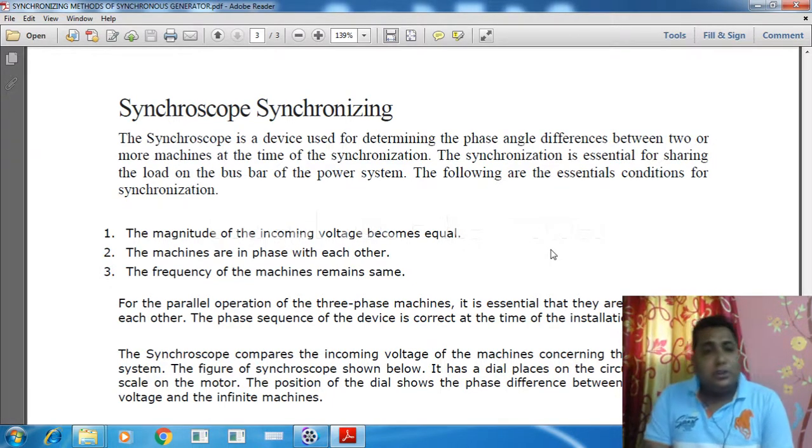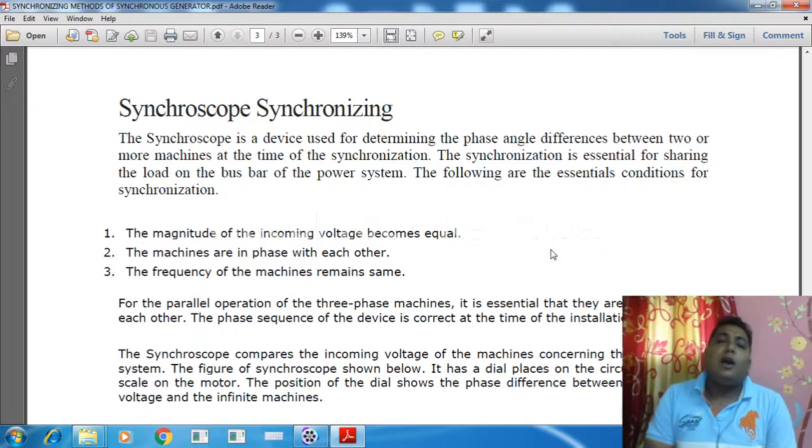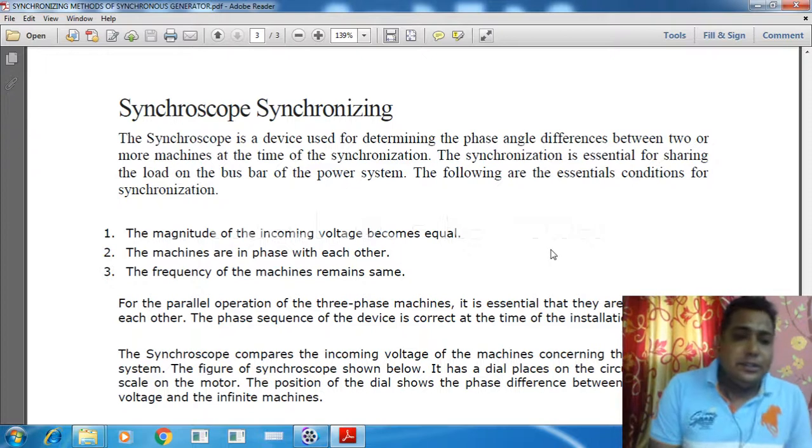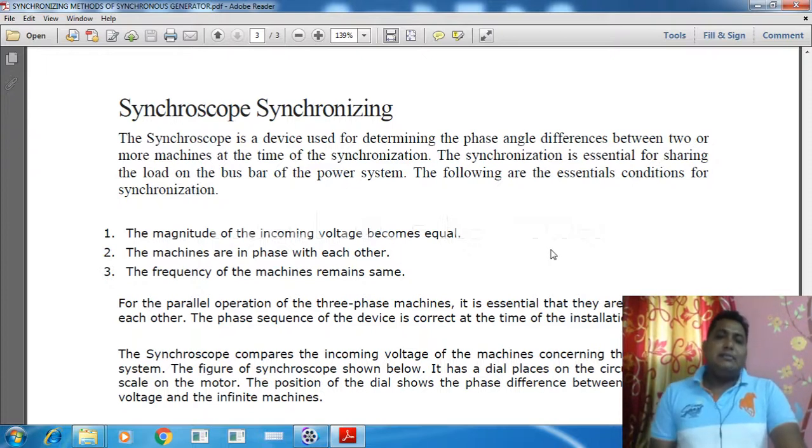So what is a synchroscope? The synchroscope is a device used for determining the phase angle difference between two or more machines at the time of synchronization. Synchronization is essential for sharing the load on the bus bar of the power system. The following are the essential conditions for synchronization: the magnitude of the incoming voltage becomes equal, the machines are in phase with each other, and the frequency of the machines remains constant. For parallel operation of these three phase machines, it is essential that they are in the same phase with each other. The phase sequence of the device is correct at the time of installation.